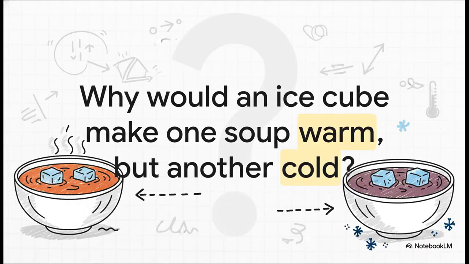So here's the puzzle at the heart of all this. It really does sound like a riddle, doesn't it? Imagine this. You've got two bowls of the same exact soup. You pop in identical ice cubes, but one ends up perfect and the other one gets cold. How on earth is that possible? Stick with me, because the answer, believe it or not, is surprisingly simple.